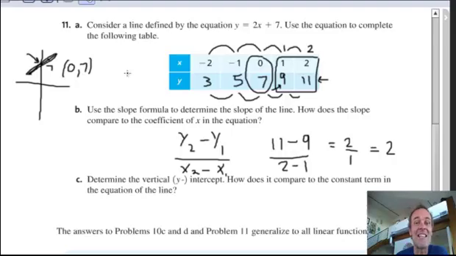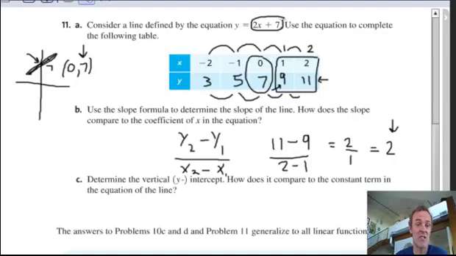Can you see all the numbers are there? Those are the numbers in the equation. This is the slope-intercept form of the equation. The number in front of the x, the coefficient, is the slope, and that constant at the end is the y-intercept. And that's how it always works.